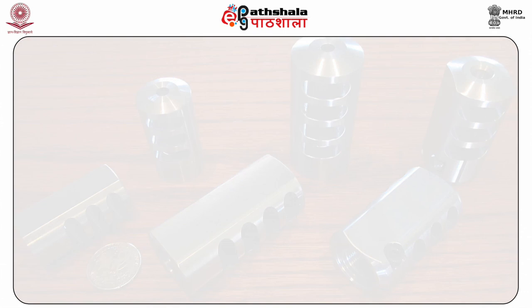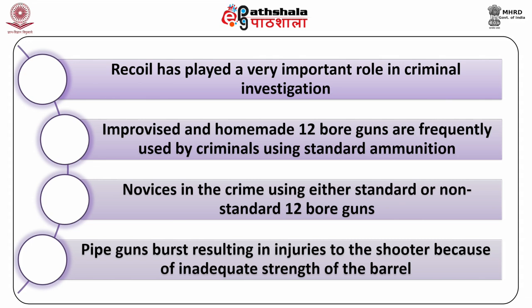Recoil and crime investigation. Recoil has played a very important role in criminal investigation in cases of suicide as well as homicide. The improvised and homemade 12-bore guns, pipe guns, are frequently used by criminals using standard ammunition. Many times, they cause injuries to shooters who get identified from the position of injuries and their characteristics.